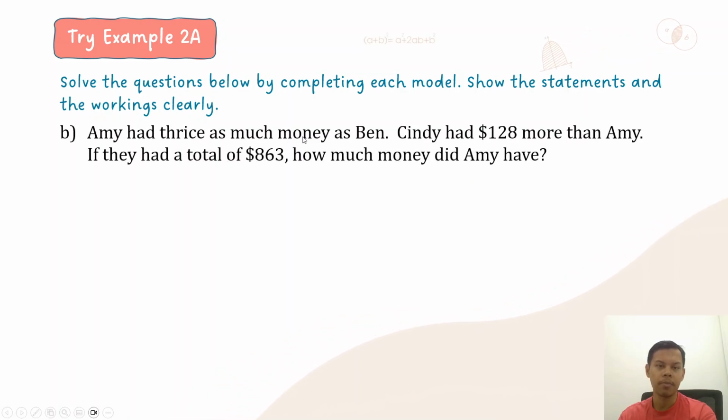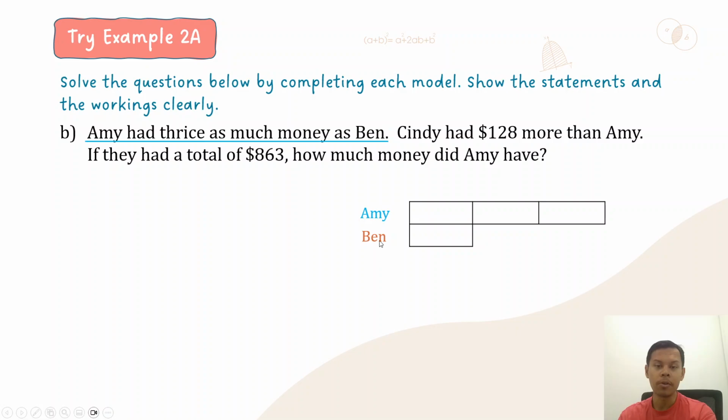Amy had twice as much money as Ben. Cindy had $128 more than Amy. If they had a total of $863, how much money did Amy have? Okay, so let's notice here, we have Amy, Ben, and Cindy. So three characters here. So what do we need to do? Yes, we need to draw the model. Amy had twice as much as Ben. So Ben is one box only. Amy is twice, three box.